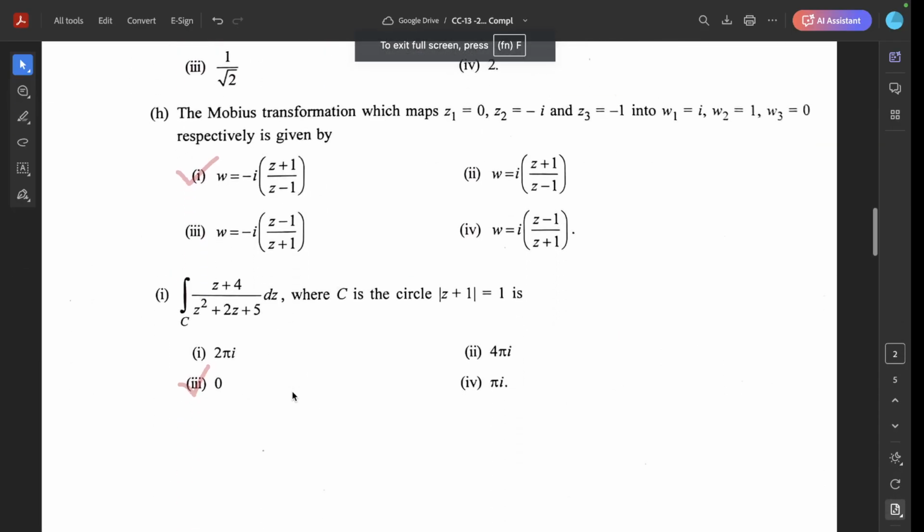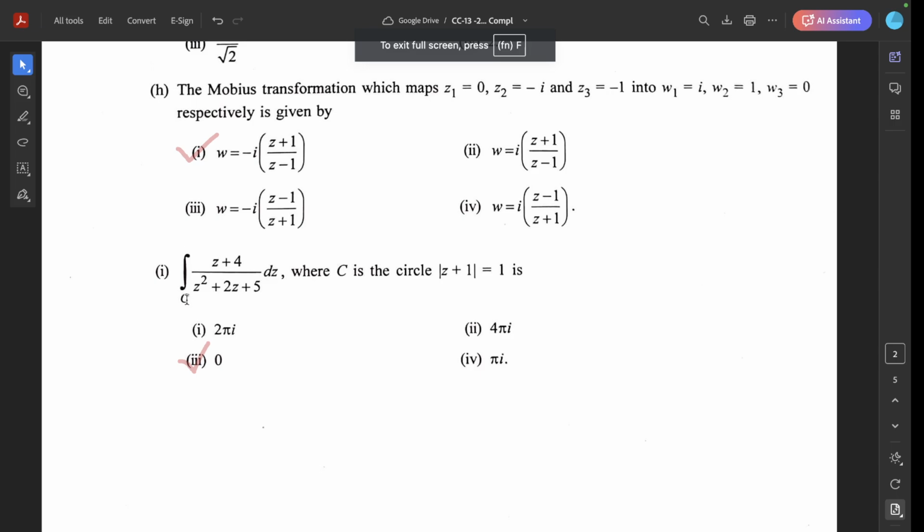Next question, I. Contour integration over C of (Z plus 4) by (Z square plus 2Z plus 5) dz, where C is the circle modulus of Z plus 1 equal to 1. Correct option is 3.